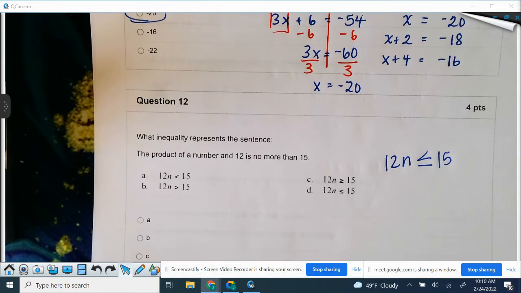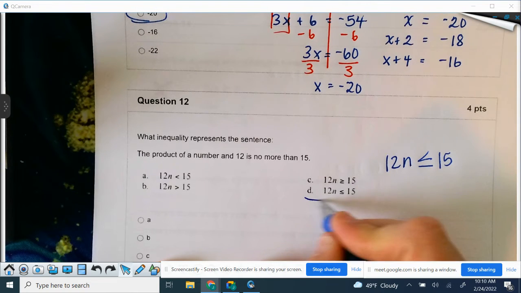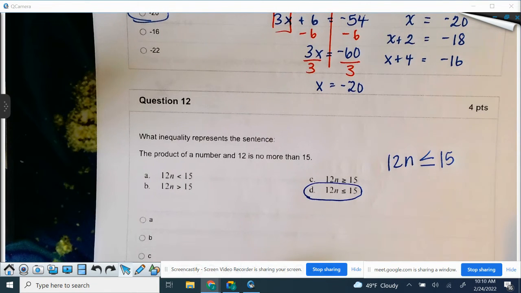So it's 12n is less than or equal to 15. It's going to be D. No more than 15.